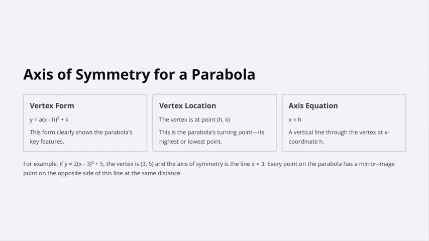What's really interesting is that every point on the parabola has a corresponding point on the opposite side of this line, at the same distance away. This symmetry is fundamental to understanding how parabolas behave and helps us analyze their properties more easily. So, in essence, the vertex gives us the key coordinate, and the axis of symmetry helps us understand how the parabola is balanced around that point. This concept ties directly into our overall goal of mastering the features of quadratic functions and their graphs.